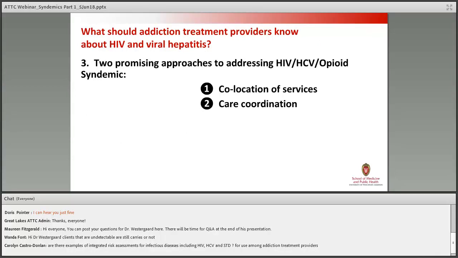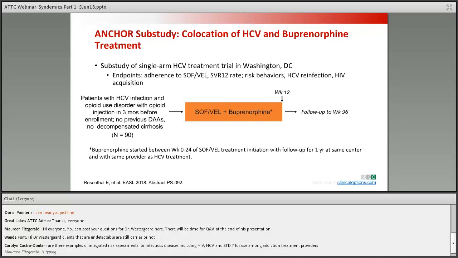So for the third take-home point, I wanted to show a little data and maybe plant some seeds about promising approaches to addressing these epidemics with shared risk factors, one being co-location of services, and the other the role of care coordination and some of the research we've done about that. For co-location, the idea is that the barriers we talked about could be reduced, or services could be more accessible, if we had one-stop shopping, if you will.